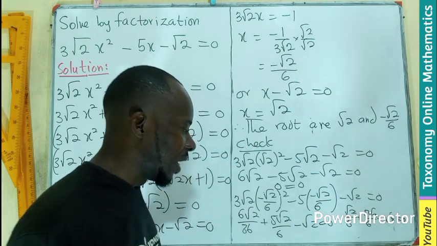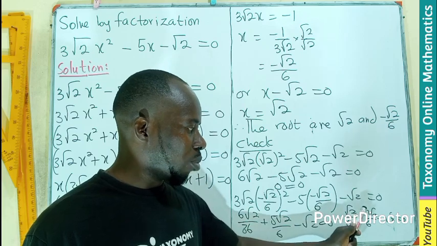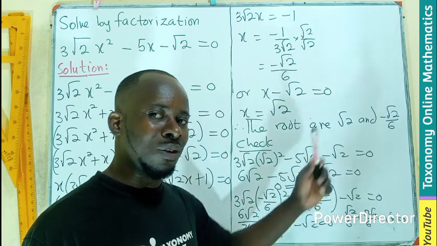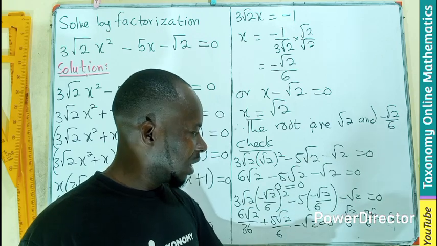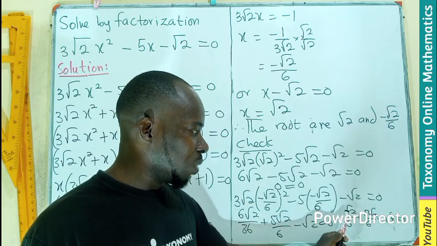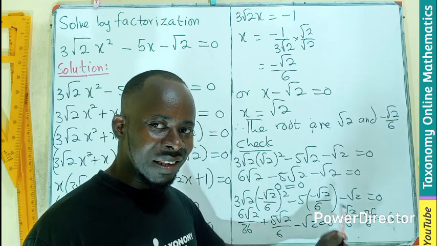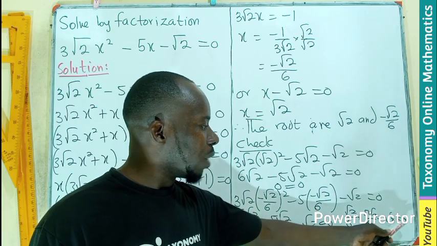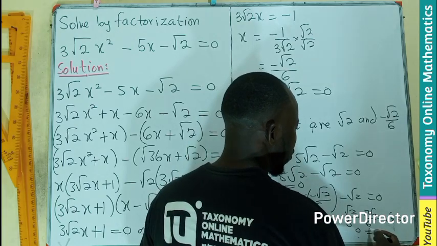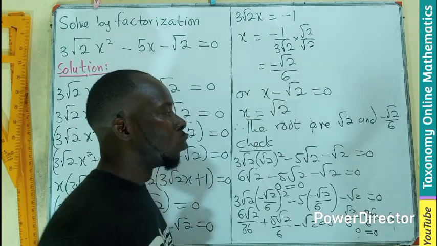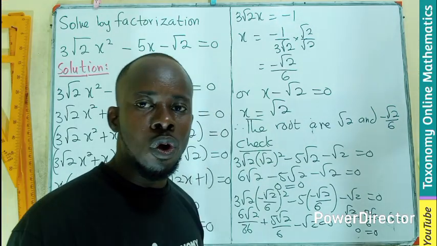Equals 0. So in this case, these are having the same denominator. So 1√2 plus 5√2 gives you 6√2. Sorry, that's going to be 6√2 divided by 6. The 6 will cancel, remaining √2 minus √2. That will give you 0. So this will also give you 0 equals 0. So truly, the roots of this equation are √2 and negative √2 on 6.